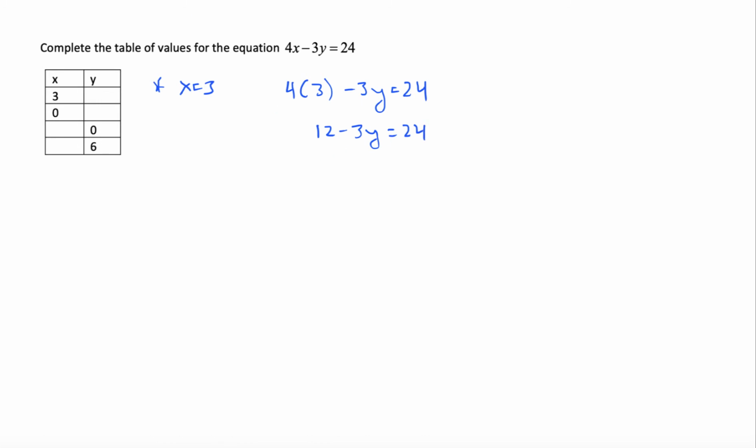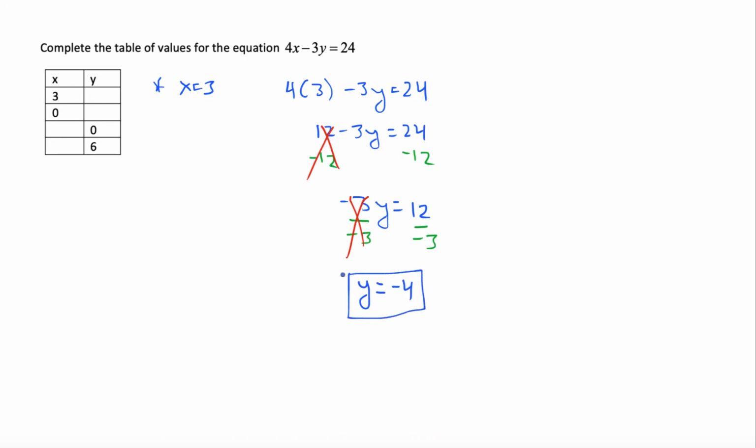We'll subtract the 12 from both sides. Remember, we're solving this for y. So the 12s cancel out on the left side, and we get negative 3y equals 12. Lastly, we'll divide both sides by negative 3. That cancels out the negative 3s, which leaves us with y by itself. So what does y equal? y equals 12 divided by negative 3, which is negative 4. It means that when x equals 3, the corresponding y value for this equation is negative 4.